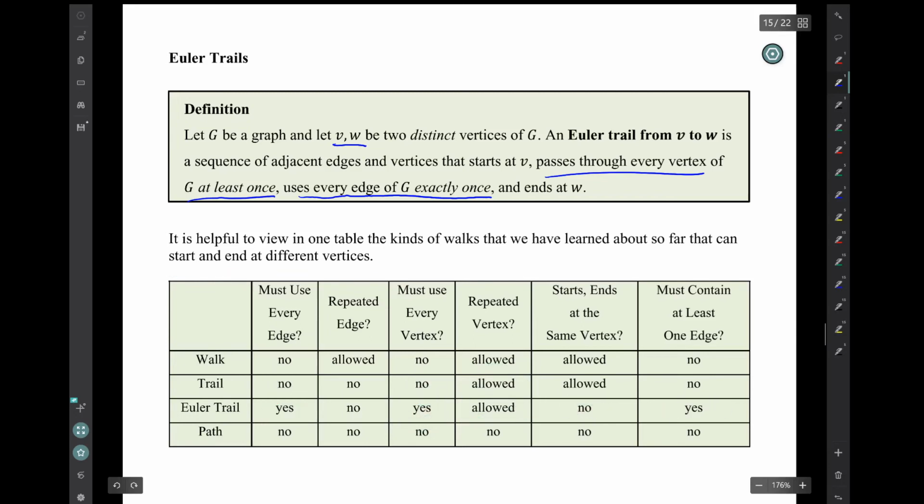Now let's contrast an Euler trail to a path. They both have to start and end at different vertices, so they cannot start and end at the same vertex. A path doesn't have to have any edges, but an Euler trail has to. A path cannot have any repeated vertices, but an Euler trail can have repeated vertices. A path does not have to use every vertex, but an Euler trail does. And a path does not have to use every edge, but an Euler trail does.